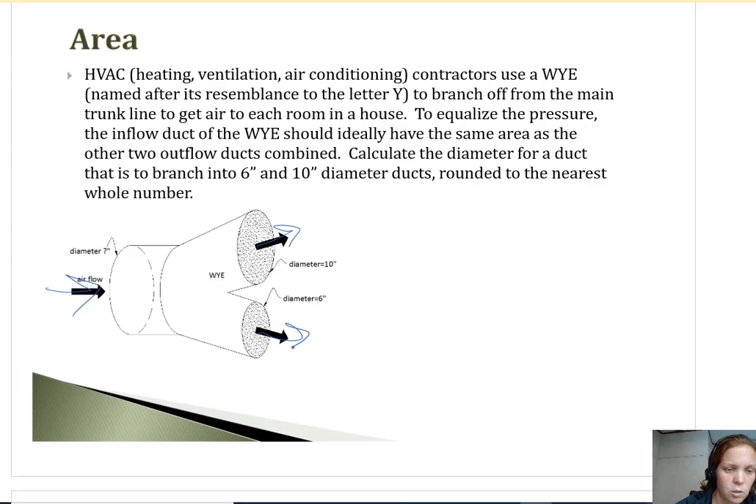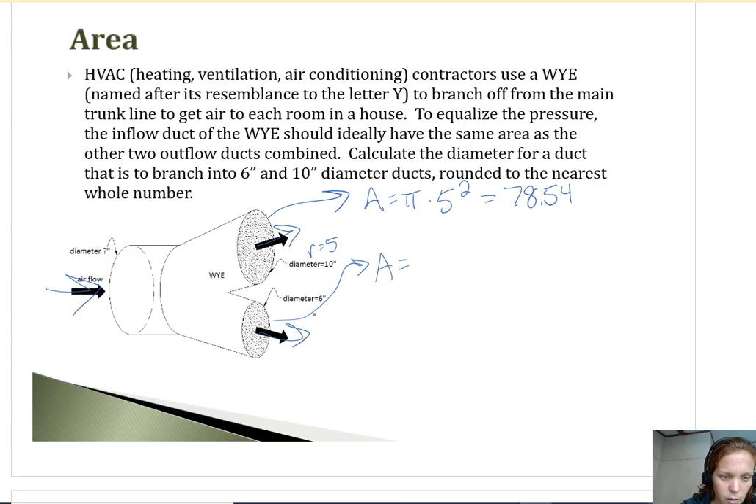Okay, so this one's gonna be a little more challenging. So let's first figure out the two areas. So this top one, so this will be pi times 5 squared. Diameter is 10, so radius will be 5. So pi times 5 squared is 78.54. Bottom one will be radius of 3, diameter 6, so radius will be 3. Pi times 3 squared is 28.27.